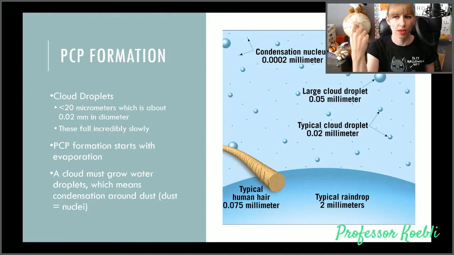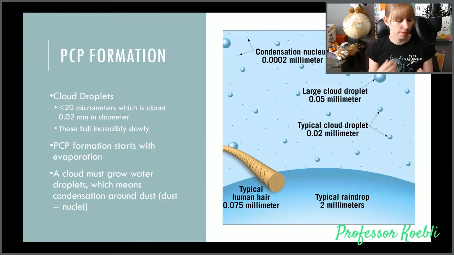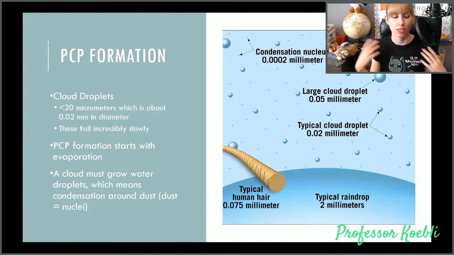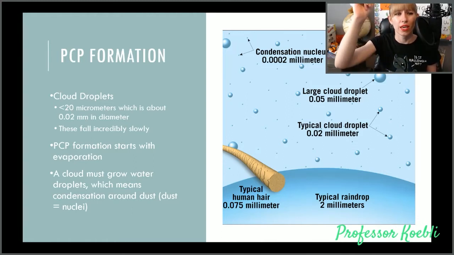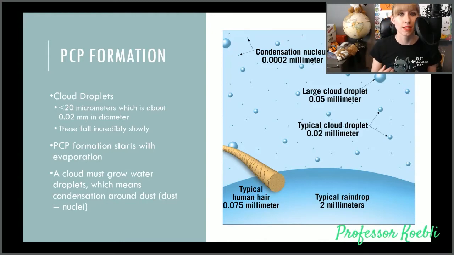Whether that be smoke, some sort of dust from the ground, very fine particles of ash, is going to have lots of these nuclei. And these are all going to be less than 20 micrometers, which is about 0.02 millimeters in diameter. These fall incredibly slowly, meaning as long as they stay that size, we're not going to get them, probably ever.